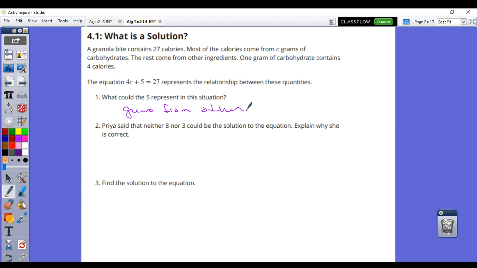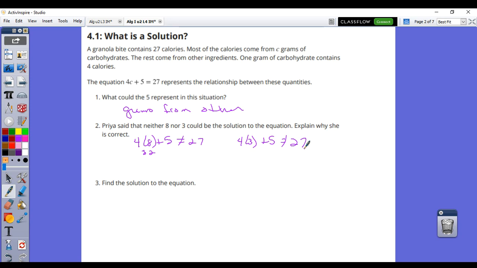Priya said that neither 8 nor 3 can solve the solution. So again, if you have 8 grams, you would take 4 times the 8 plus 5, that's 32. So that obviously isn't going to equal 27. So that doesn't work. And then 4 times 3 is 12 plus 5. That's also not going to be 27. So she is correct because neither of those would fit in the equation.